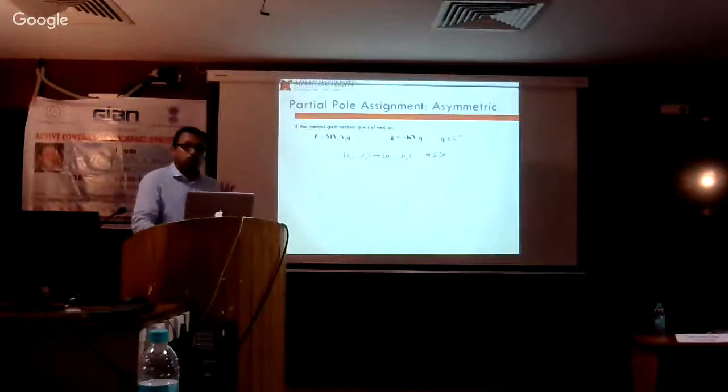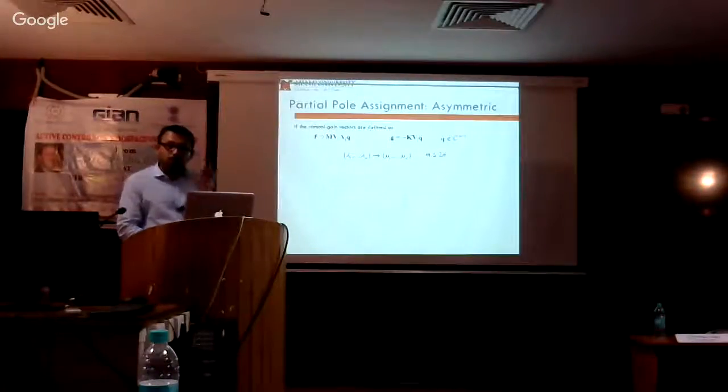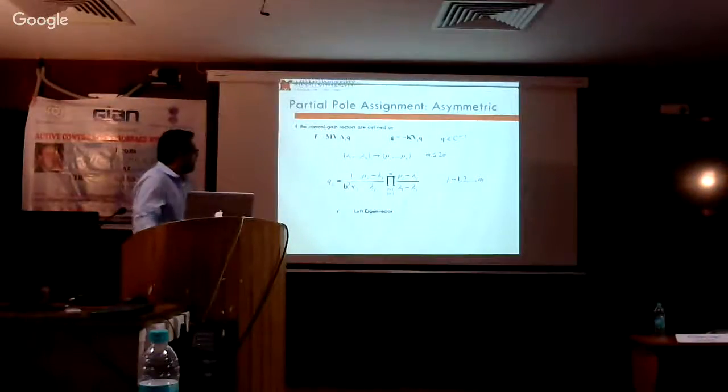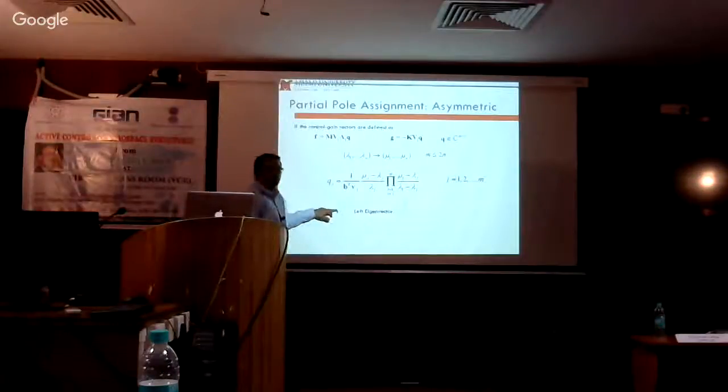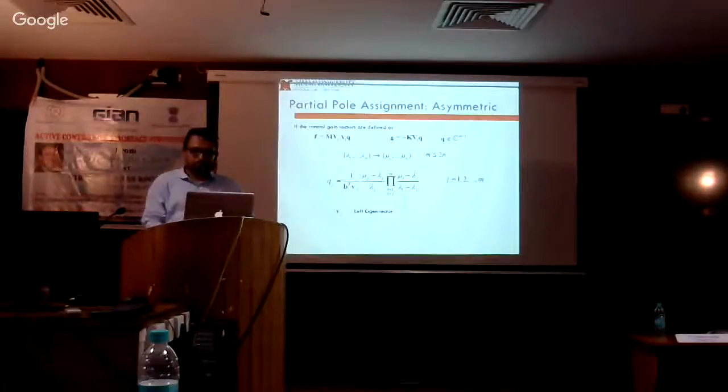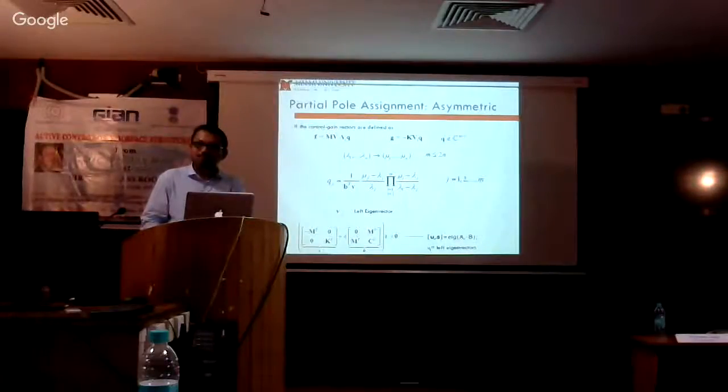You can choose. Good thing is that you can use the same form which Professor Datta has given in the paper to calculate the control gains. The only thing you need to be aware of when you are using the asymmetric system is that in this equation this is now a left eigenvector, not the right eigenvector. Okay, so you can calculate for an asymmetric system the left eigenvector now.